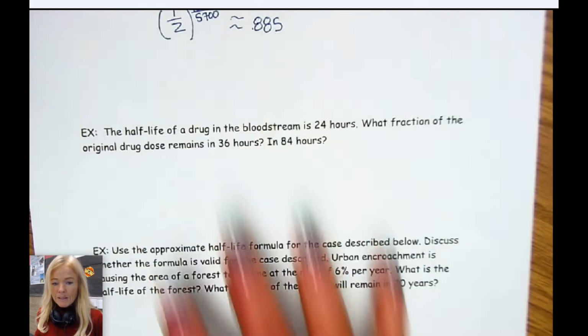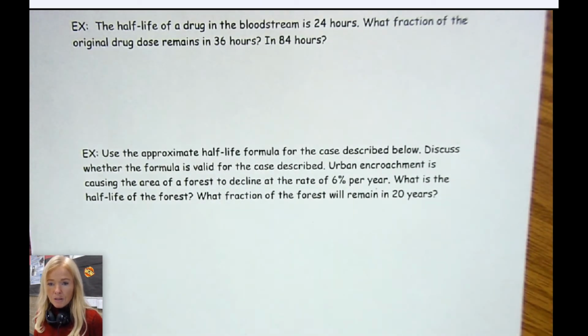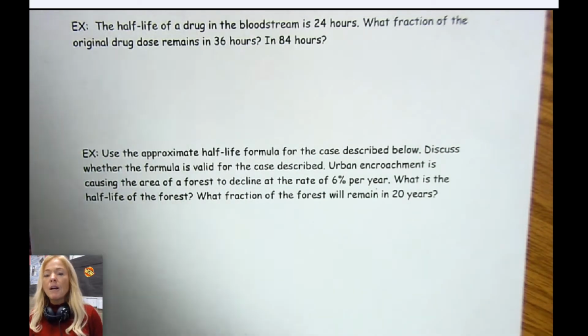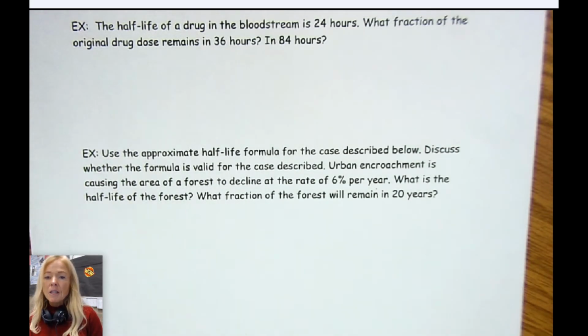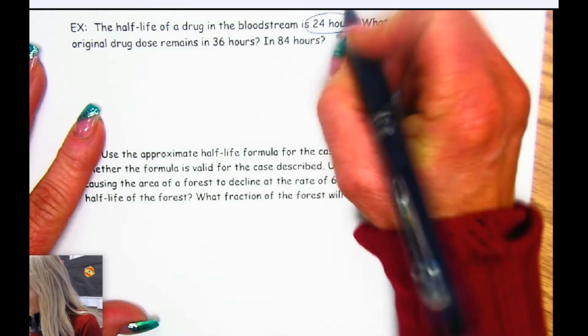Okay, next example: the half-life of a drug in the bloodstream is 24 hours. So as you know, if you take an aspirin or Tylenol or something, it breaks down in your bloodstream. So we're wondering, how much is there after 36 hours and after 84 hours if the half-life of the drug is 24 hours? So it takes 24 hours to halve the amount of the drug in your bloodstream, and that is going to be our half-life.